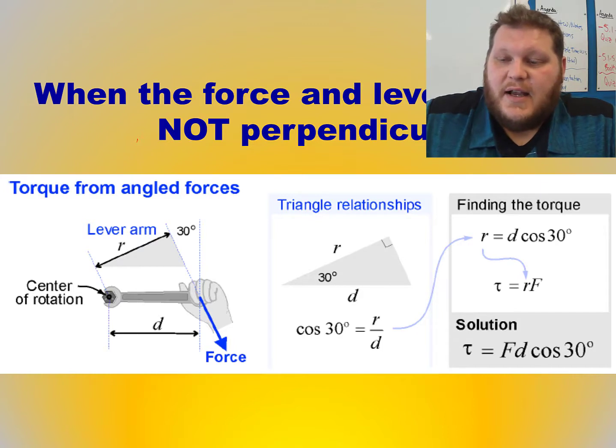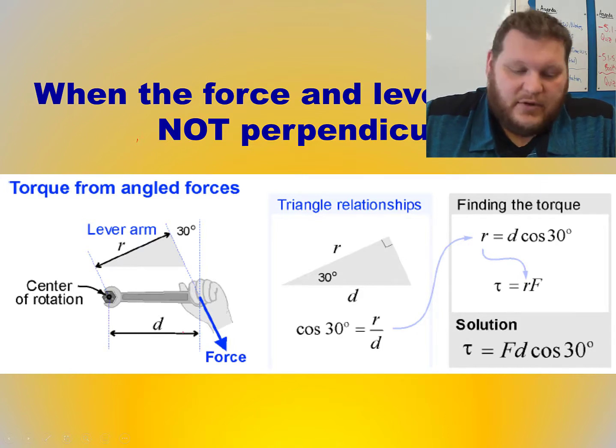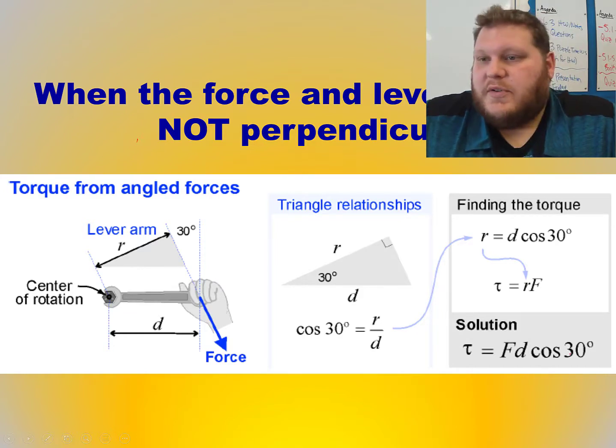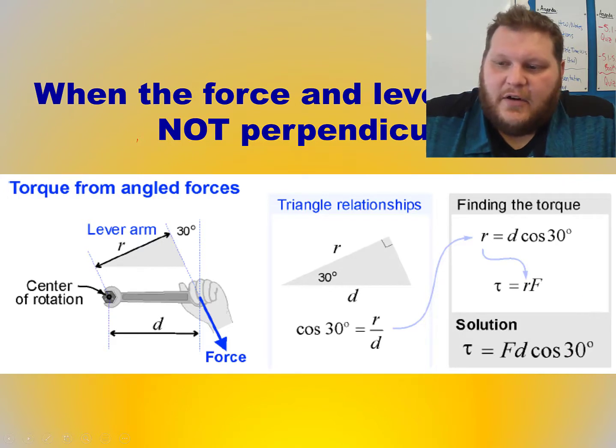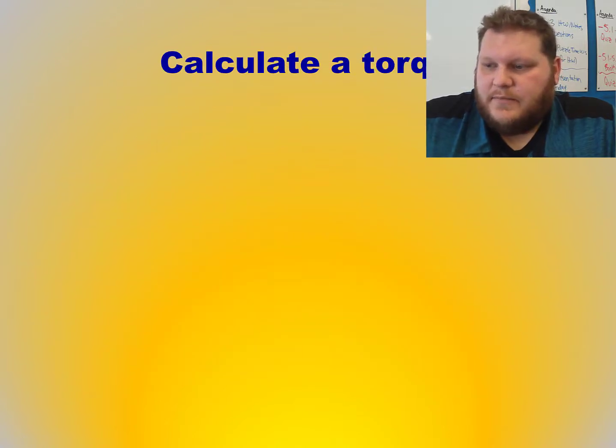So this distance is not my radius. It's the point of rotation out to that point of action is that distance, and then times the cosine of whatever the angle is. So that 30 degrees is not necessarily always 30 degrees. It's because in this case, you're applying that angle at 30 degrees.